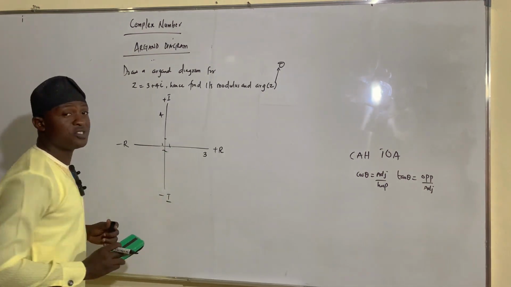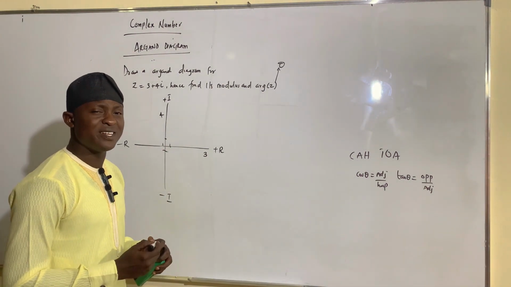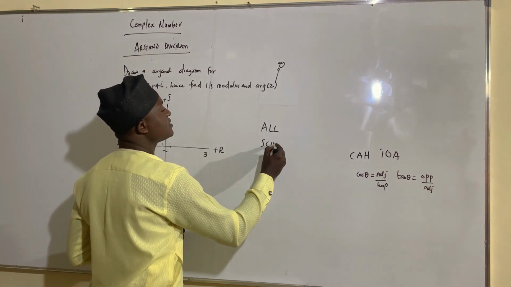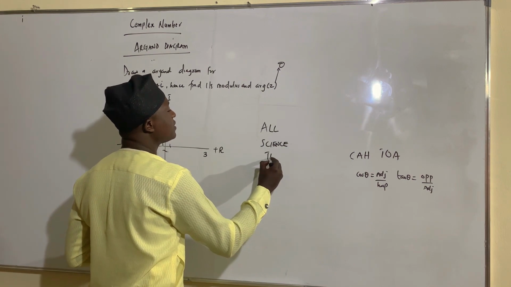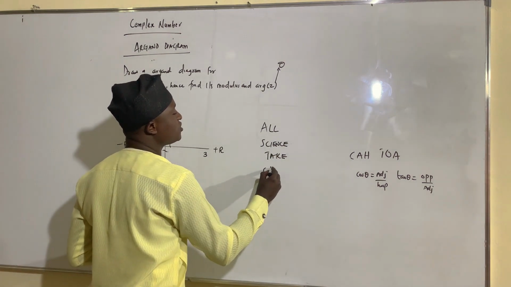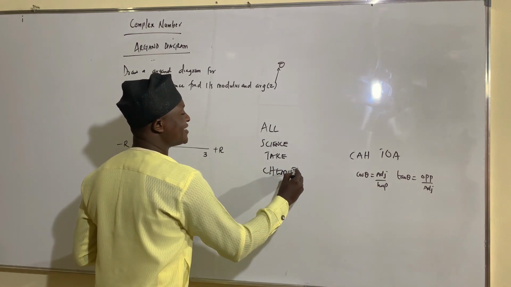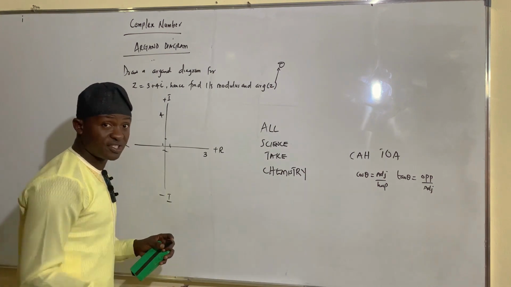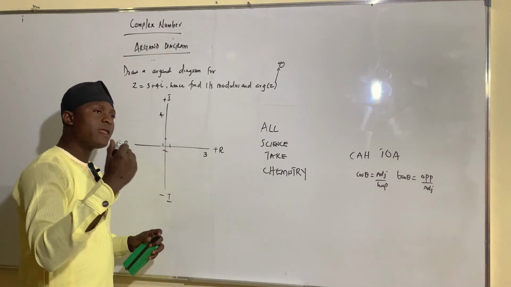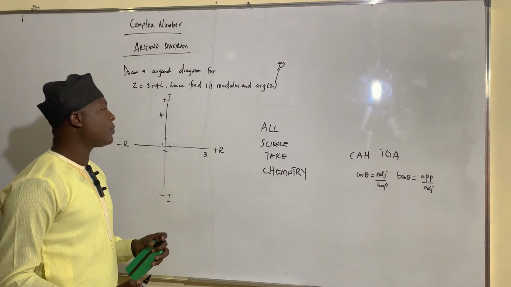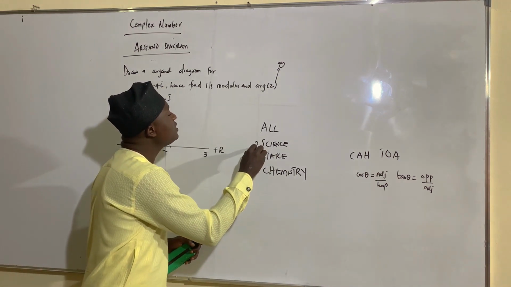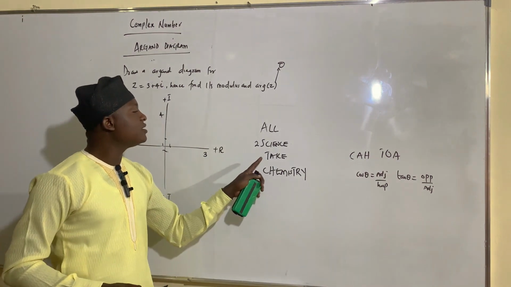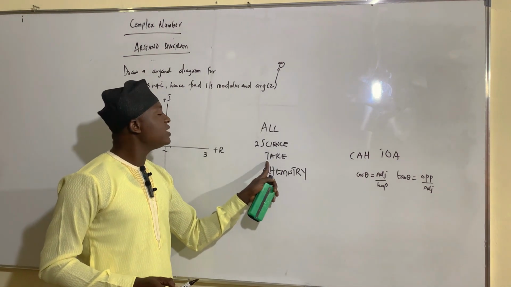And in the first quadrant, using the knowledge of All Science Take Chemistry. Do you get the logic of that? All Science Take Chemistry. I give you this one as just a simple logic of how you can recognize the quadrant. In the first quadrant, all are positive, meaning sine is positive, cos is positive, and tan is also positive. In the second quadrant, only sine, you can see S, only sine is positive. Now in the third quadrant, Take, that is only tan.